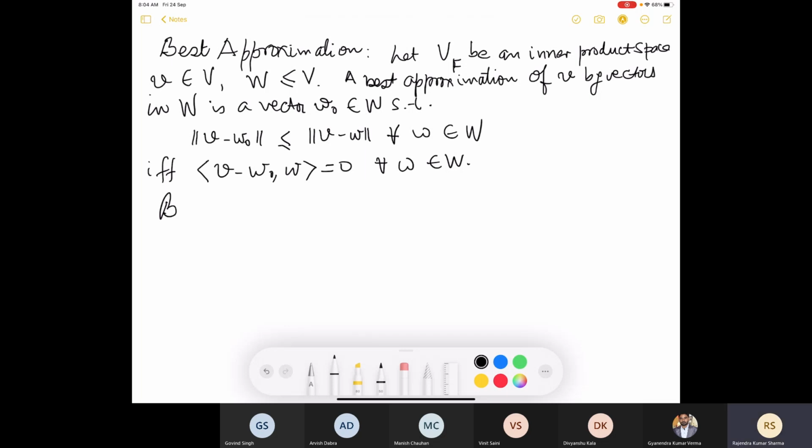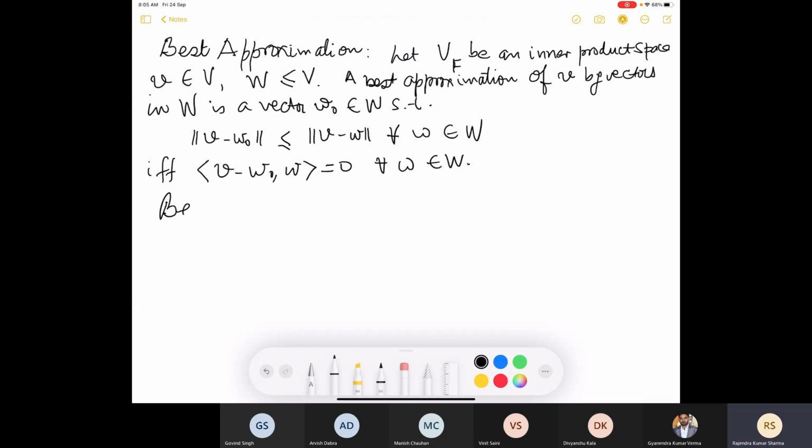We had also seen that if W naught is the best approximation, as we know that this is unique, then the inner product of V minus W naught and W is 0. That means V minus W naught and W are orthogonal.